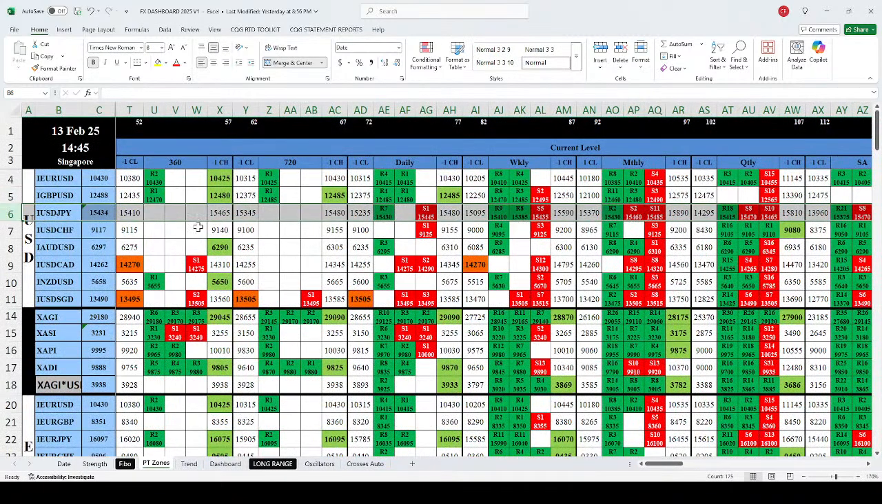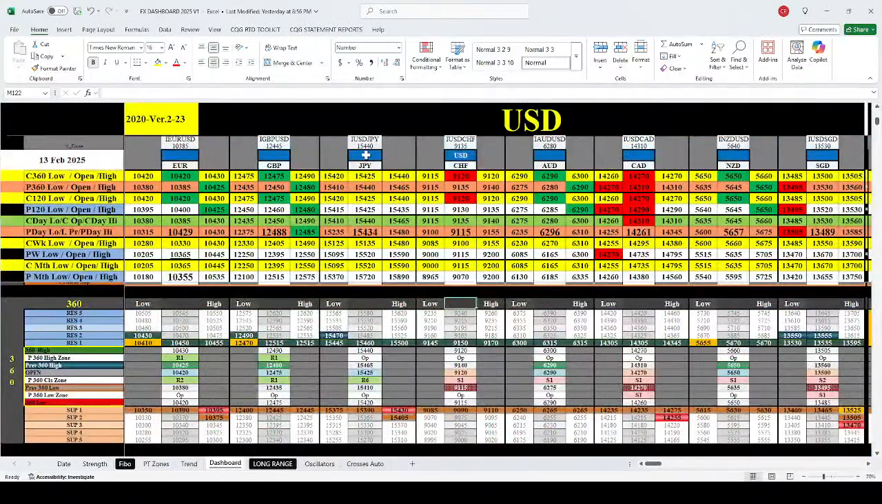Right now the market is trading at 154.35. So the daily is already into the selling zone, which is 154.45. So what we should be doing is trying to sell at 154.45. Then we should see the price testing 154.10. If it breaks, then we should see the price moving towards 153.45. So this is what the PT zones is telling us. Dashboard, right now market is trading at 33.